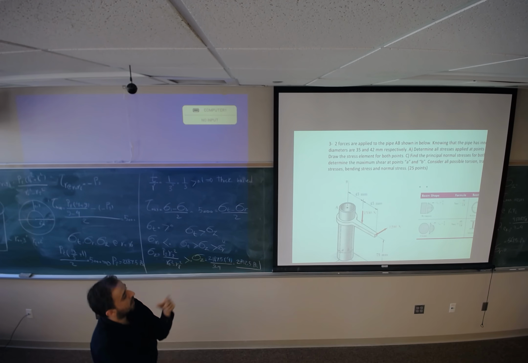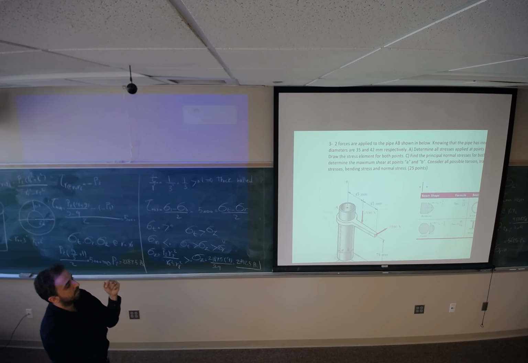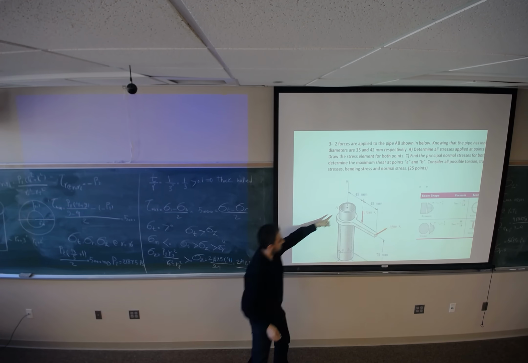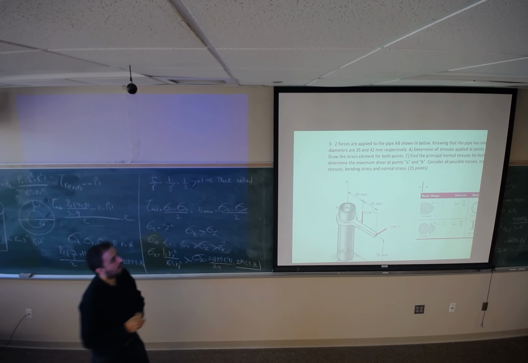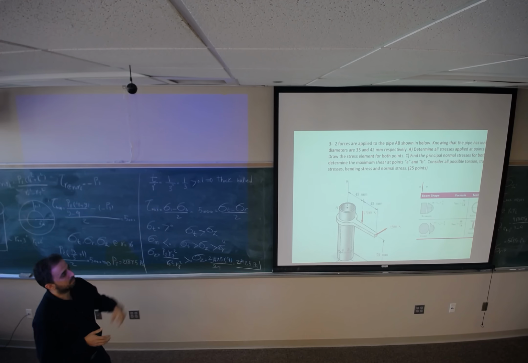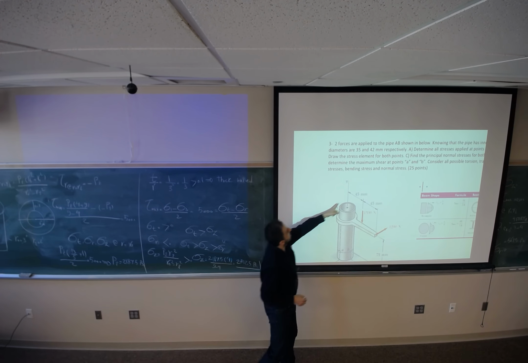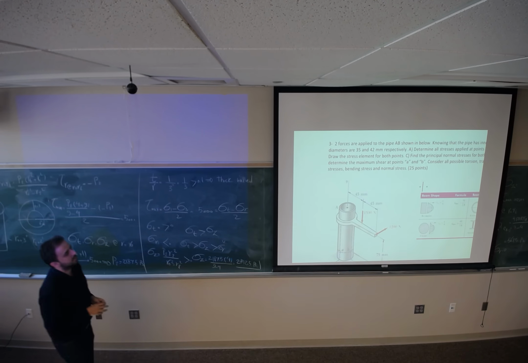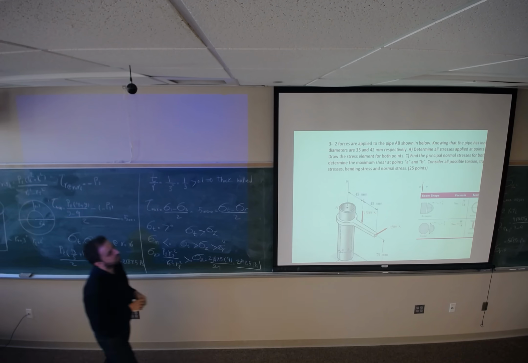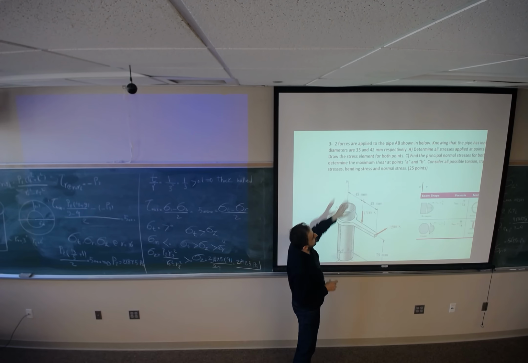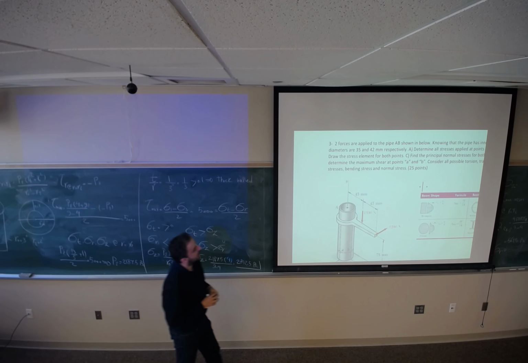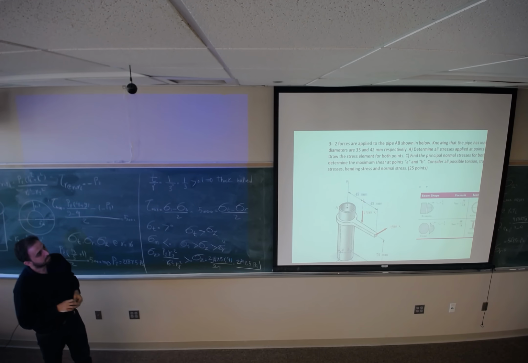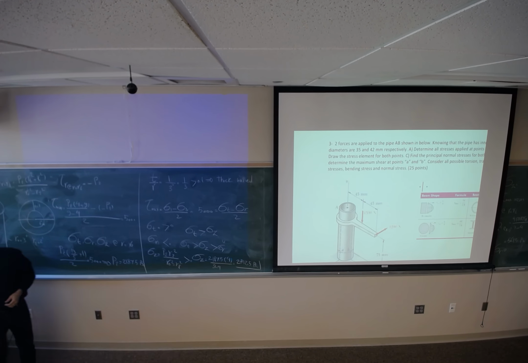There are two forces applied to pipe AB. This is pipe AB, and we know the inner radius and outer radius and inner diameter of the pipe are given. First of all, we were asked to determine all stresses applied at points A and B. So this is the first thing that you need to work on.